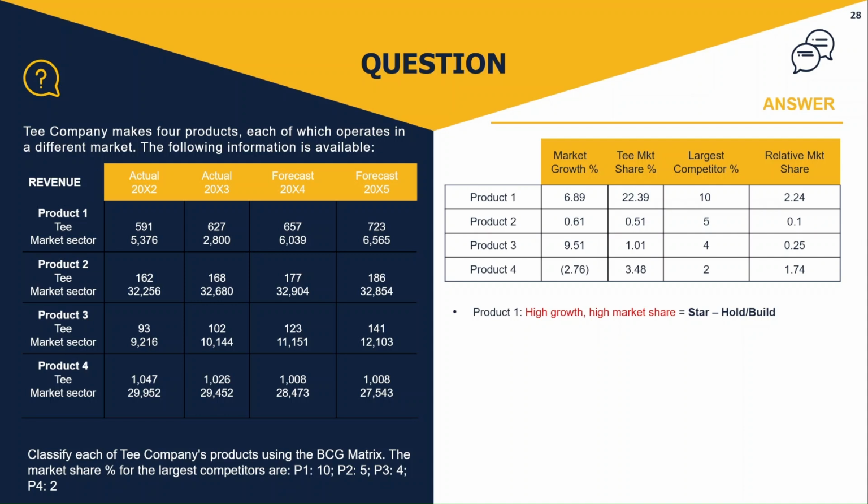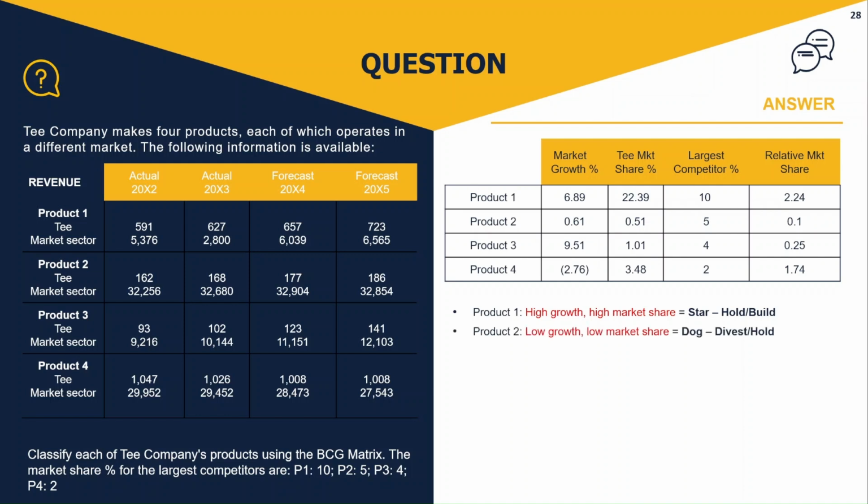So yeah, 7% and 9. Product 1, product 3, they're the high growth ones. Product 2 and product 4, they're obviously the low growth ones. So that's why it's saying high growth, high market share. Yep, absolutely, much more than double what our closest competitor has. So we're a star. So we should hold or build on product 1.